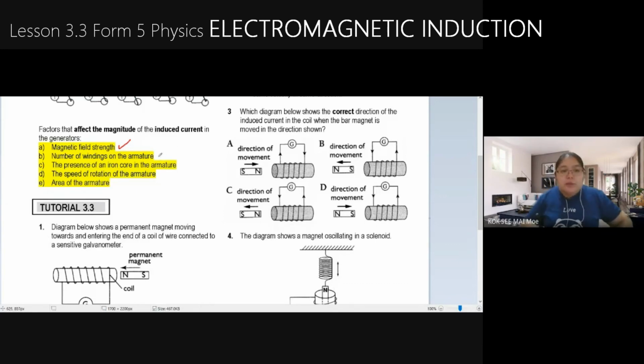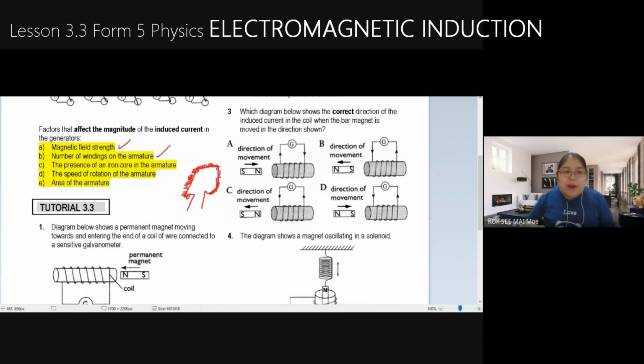Number two, the number of windings for the armature. This one is a coil, actually. The coil is the wire wound around. If I wind more turns, that means the coil will produce more magnetic flux. If I wind the wire less, then it cuts less flux. So this is the number of windings on the armature coil.